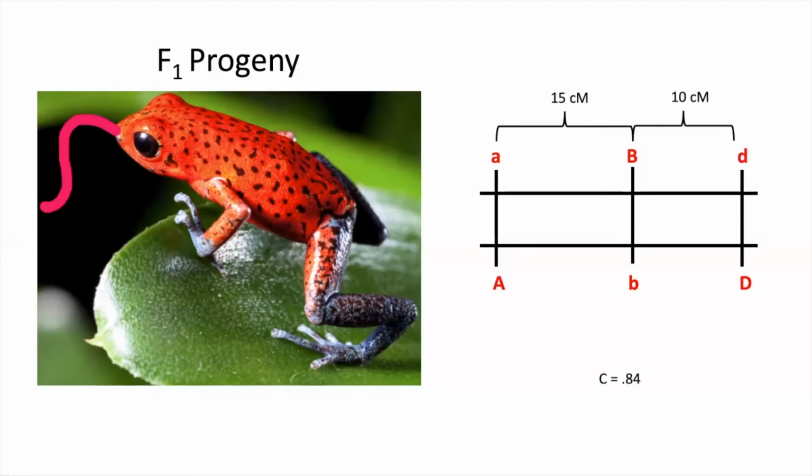Here's the map of the heterozygous F1 frog. The distance between the first two loci, or R1, is 15 centimorgans, while the distance between the second and third loci, or R2, is 10 centimorgans. The coefficient of coincidence value is 0.84. To show how the 8 possible gamete types are produced from the F1 progeny, I will be using pipe cleaners and beads as a demonstration.